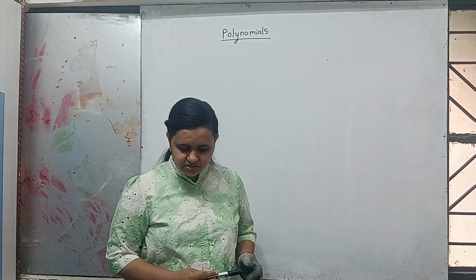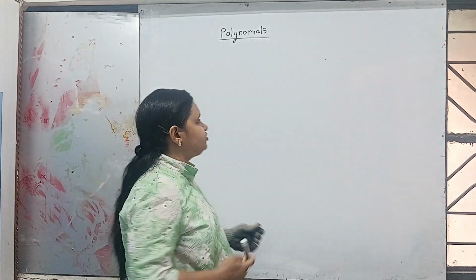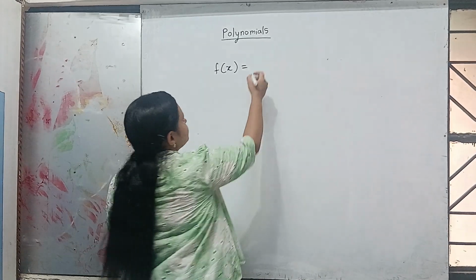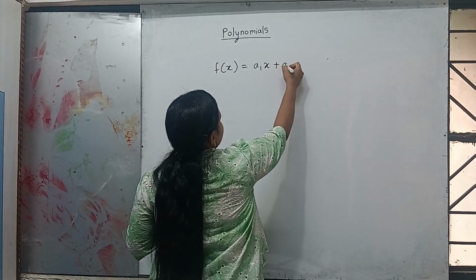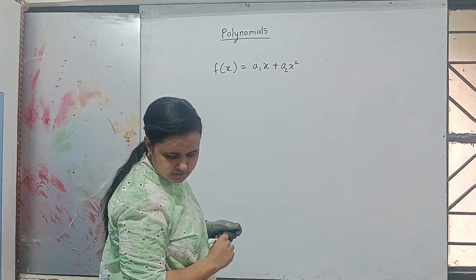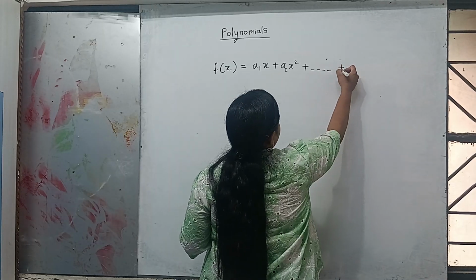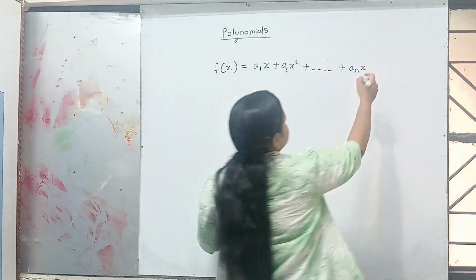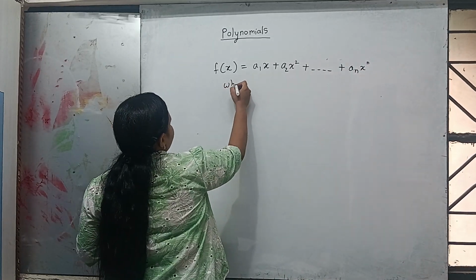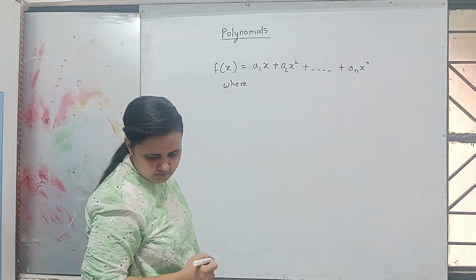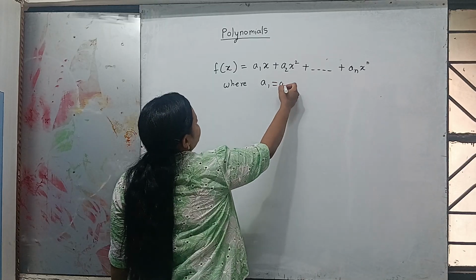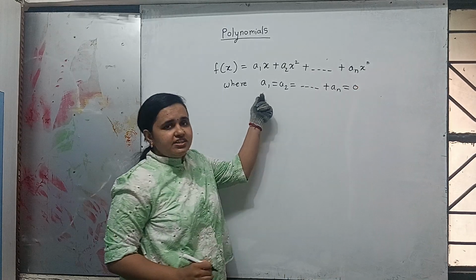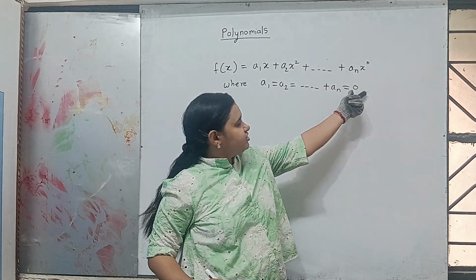Now our next question is question number 6. f(x) equals a1x plus a2x square and so on up to an x to the power n, where a1, a2 and all up to an are equal to 0. All these are 0.